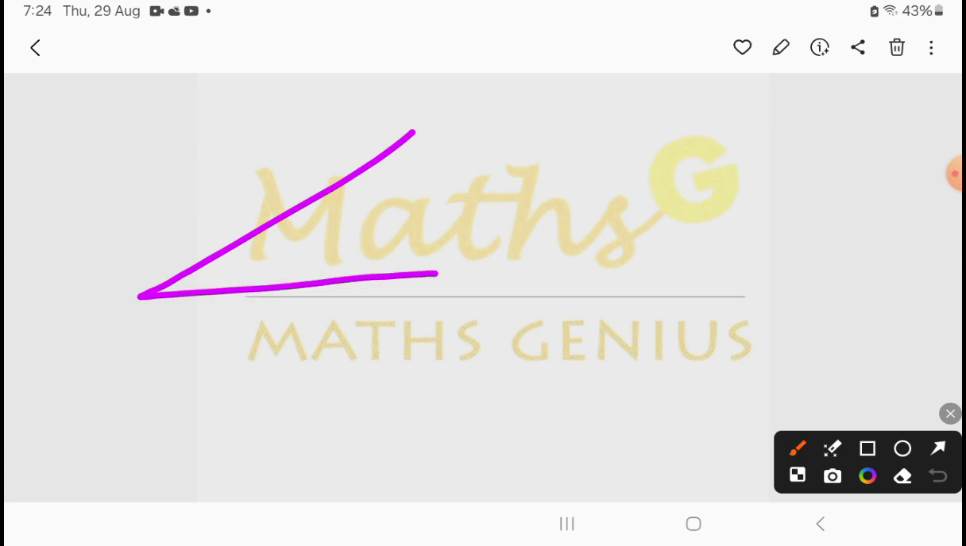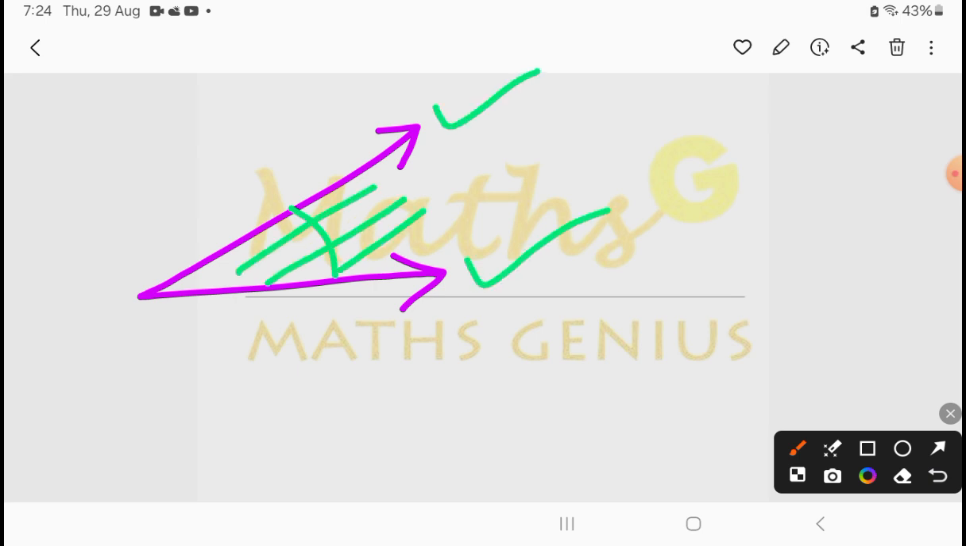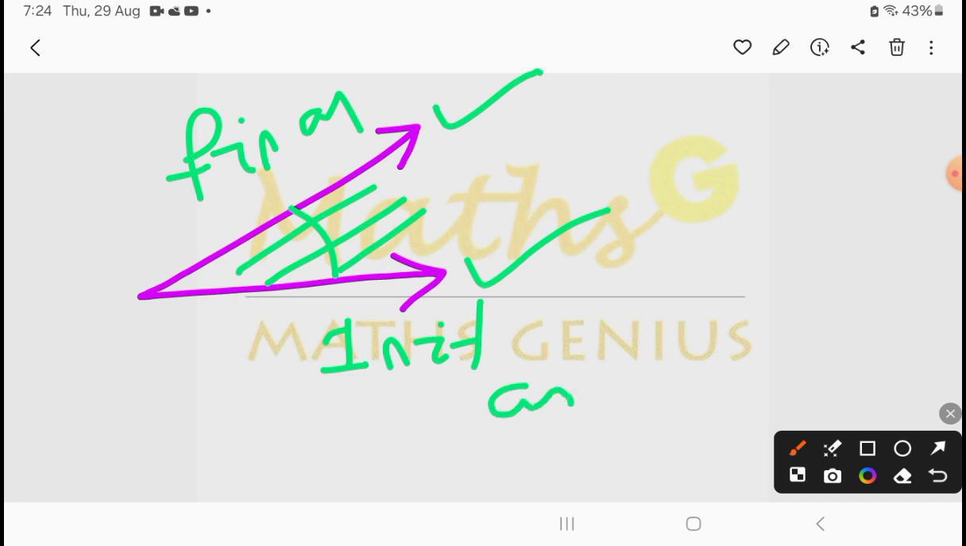Whenever we are drawing an angle, the space between two rays is called the angle. This space between two rays, this and this. Let me tell you, this one is always the initial ray or initial position, and this one is the final ray or final position. We otherwise call these arms, the initial arm and the final arm.